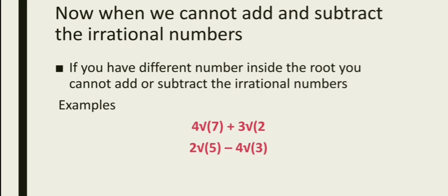Same in the second example, 2 root 5 minus 4 root 3. Here also we have different numbers inside the root. Here also it is not possible to do the addition. Next, root 6 minus 4 root 11. So here also we cannot add. So in all cases where you have different numbers inside the root, you cannot add or subtract your irrational numbers.